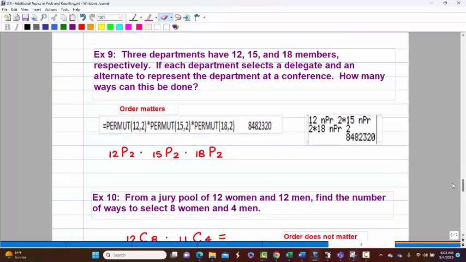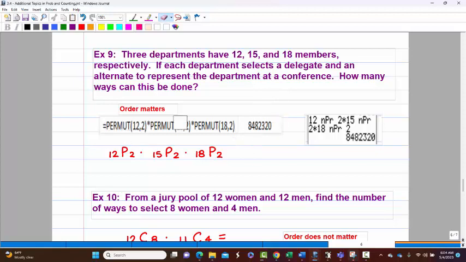Now the next question. 3 departments, 12, 15, and 18 members each. Each department selects a delegate and an alternate to represent the department at a conference. How many ways can this be done? All right, delegate and an alternate. That's 2 positions. But the fact that they are specifically named positions means the order would matter. It'd be a permutation, because whoever's being the delegate is different than being the alternate. So these would be 3 permutations multiplied together.